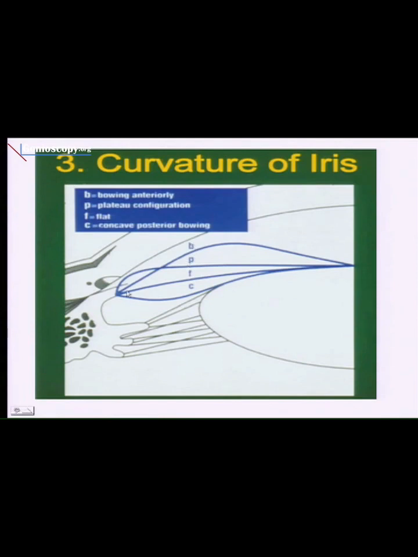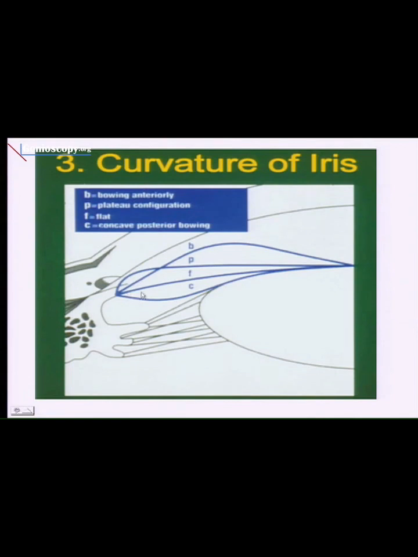A plateau iris, in which there is a sudden steep rise and then it flattens out, is designated by a P, P for plateau. So plateau iris, sudden steep rise and then flat. And an iris which bows posteriorly, so it's concave, is the C.